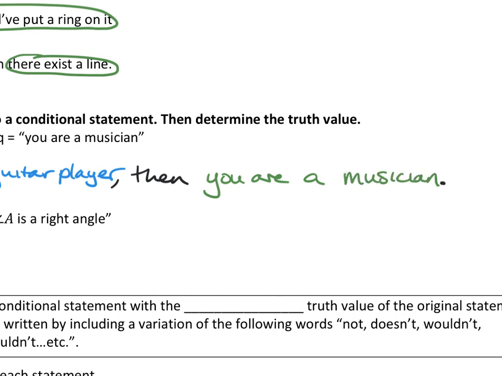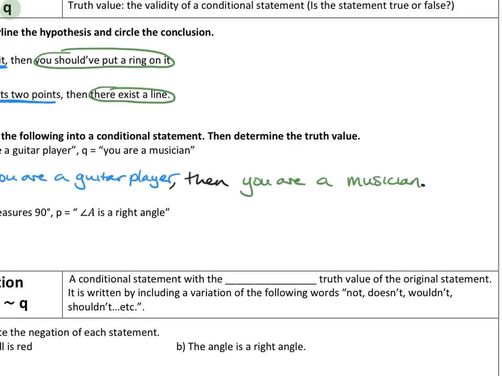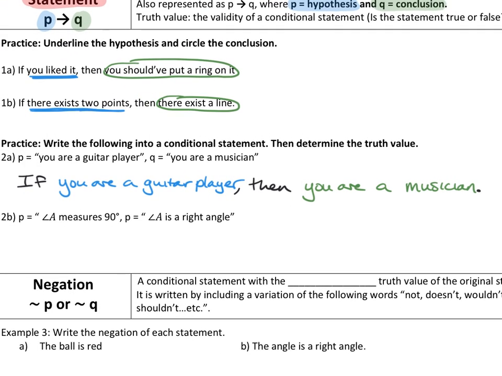All right, let's talk about the validity of that statement. So if you are a guitar player, then you are a musician. Is that true or false? If you play guitar, are you a musician? Do we know what a musician is? A musician is somebody who plays music. So if you play guitar, are you somebody who plays music? Yeah, this is a true conditional statement. So we're going to put a big T right here for true.